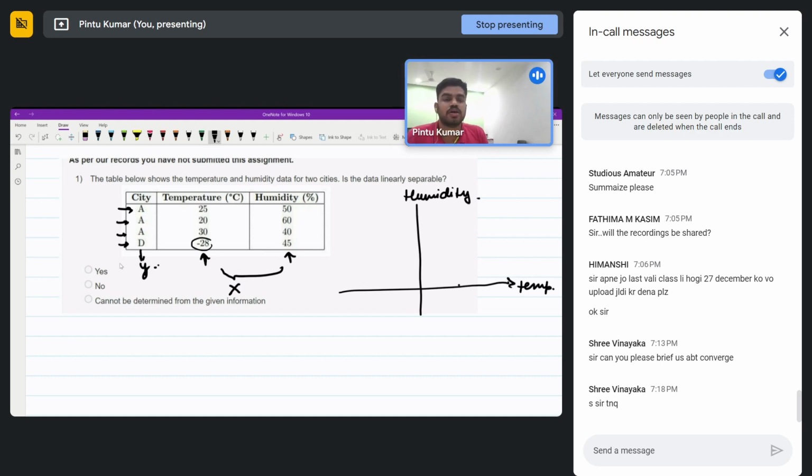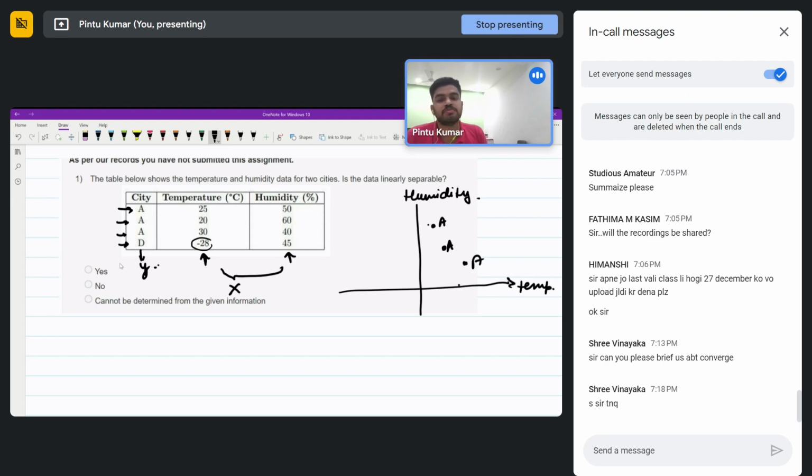So x is 25 and y is 50. So this is for point A. This is 20 and 60. This is also A. This is 30 and 40. This is also A.